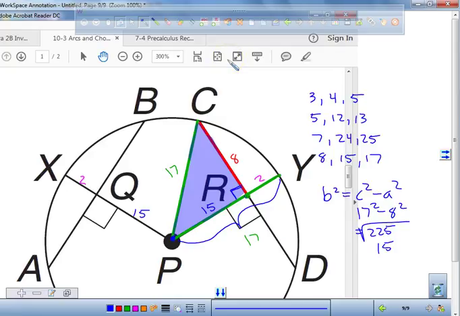Okay? You need to understand how arcs and chords work. What did we learn today about if a radius hits a chord at a 90-degree angle? What did we learn? It cuts it perfectly in half. Very good. Have a good day.